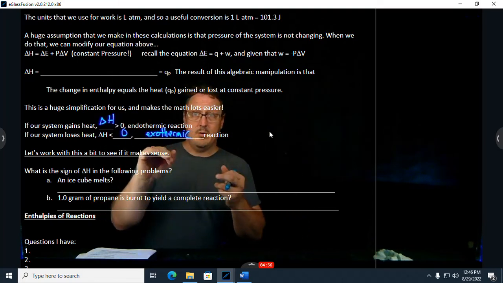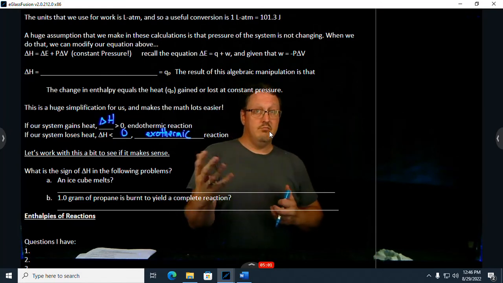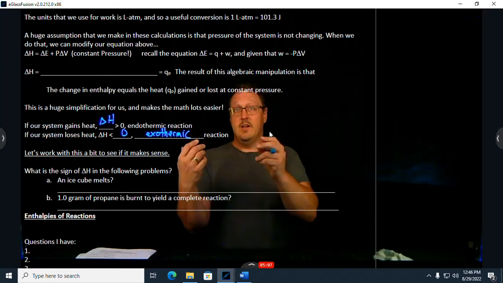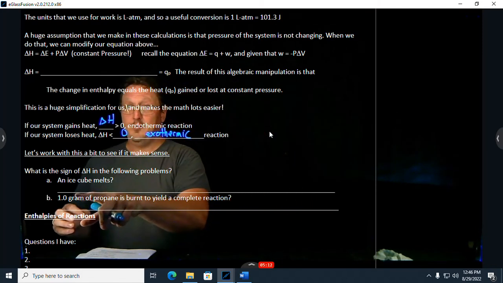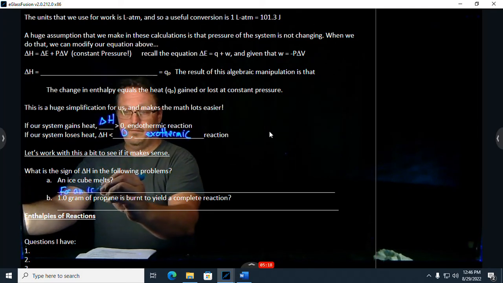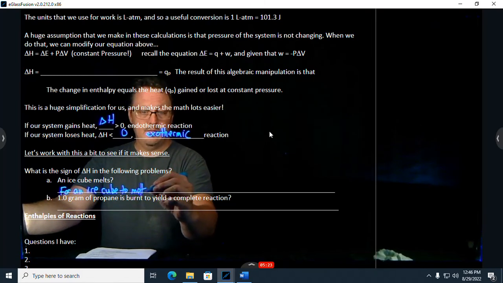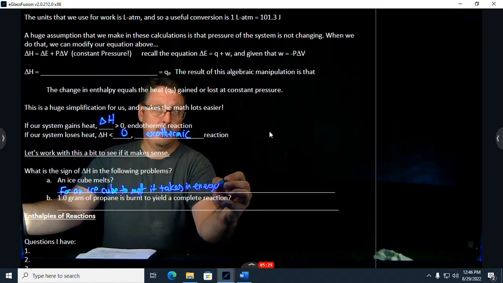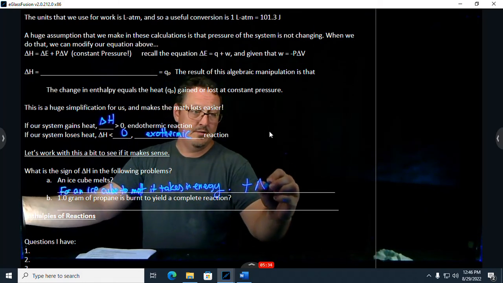Think about this. For an ice cube to melt, what has to happen? Liquid water below 0 degrees Celsius freezes into solid water, ice. To melt, it has to increase in energy and temperature. So it has to take in energy, and that means it has a positive delta H value.